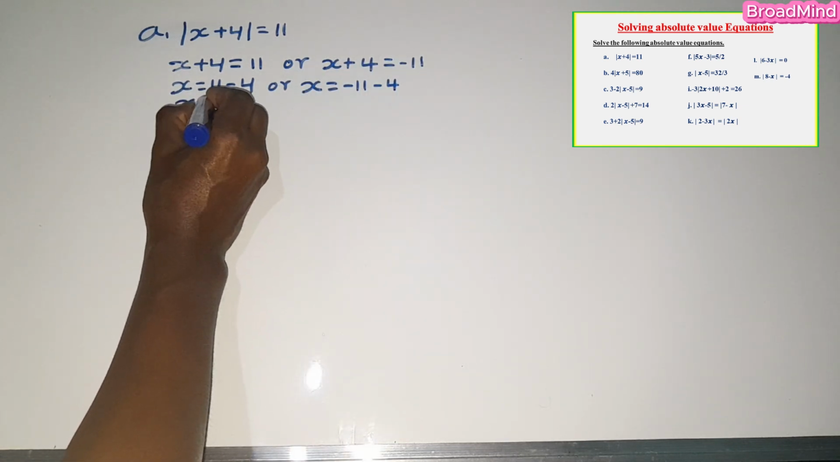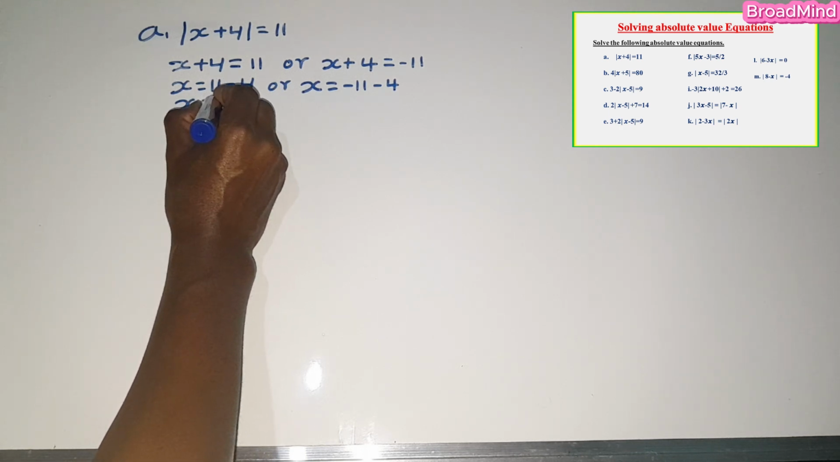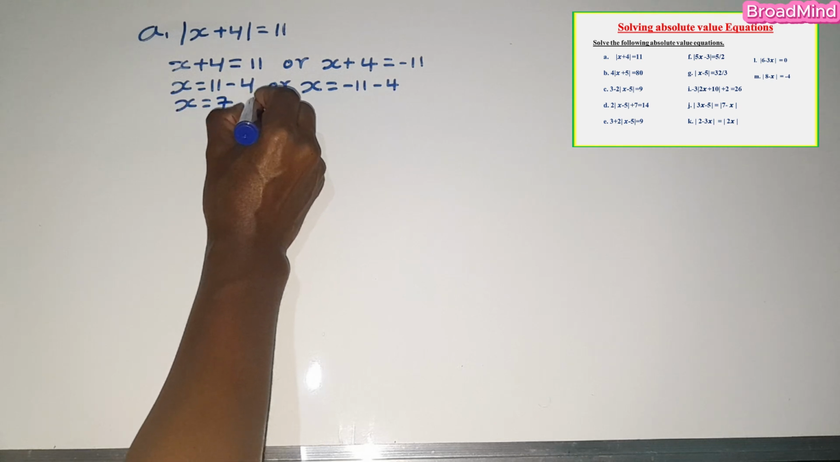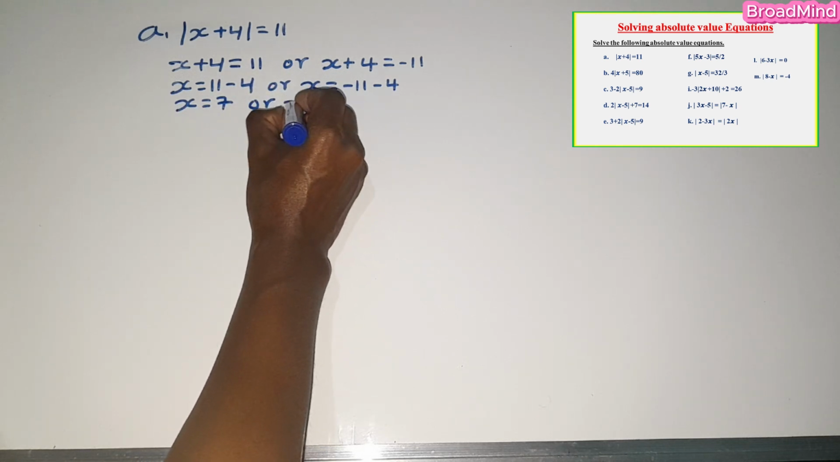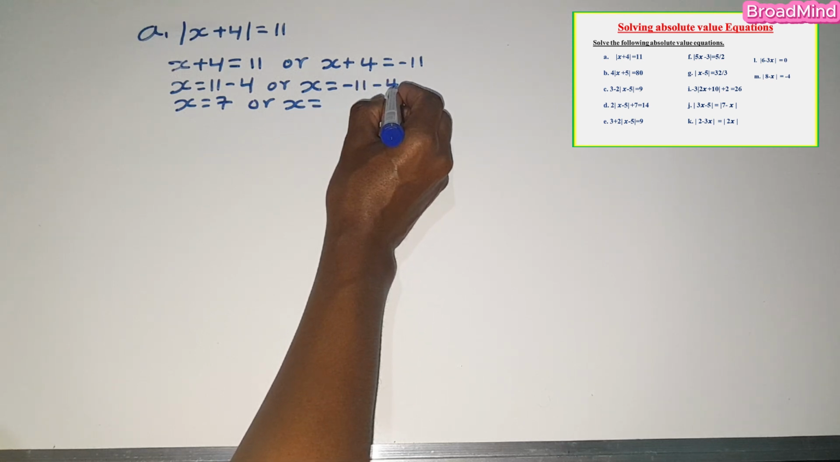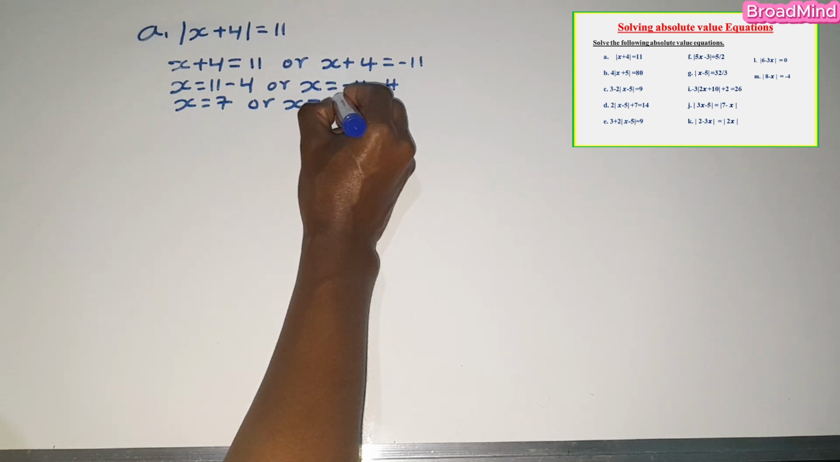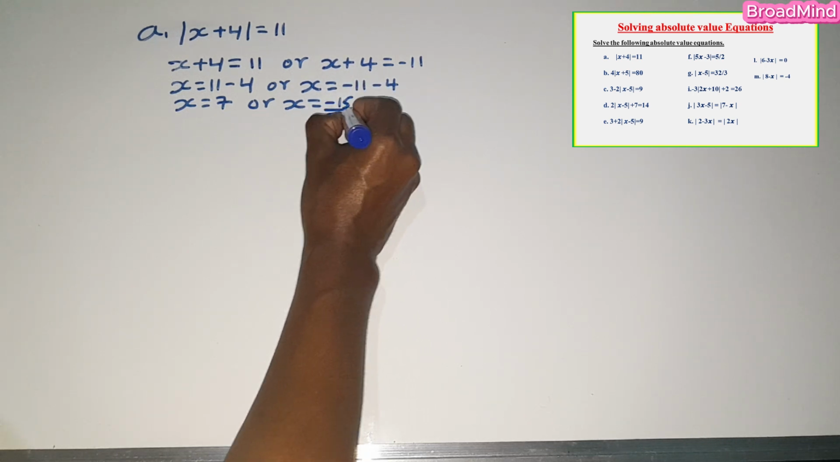Then x is equal to 11 minus 4, 7, or x is equal to negative 11 minus 4, both are negative, then negative 15.